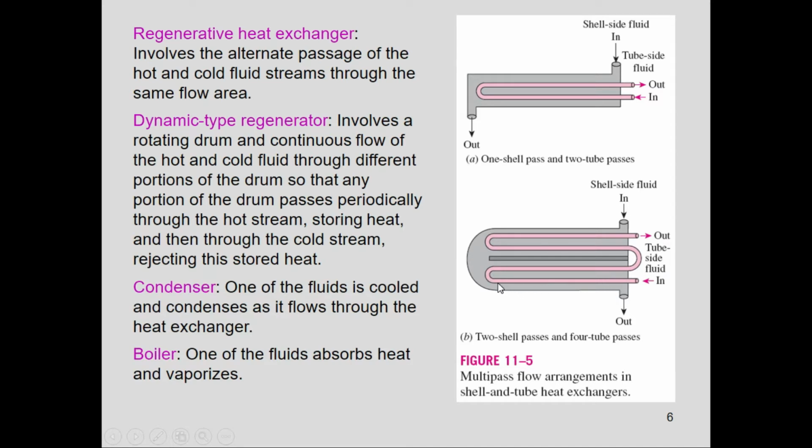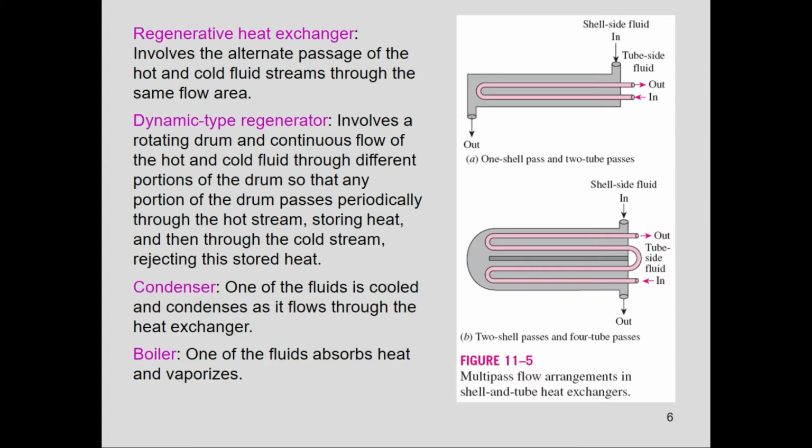And from the shell side, the fluid is completing two passes, so that's why it is called two shell passes. And on the tube side, when the fluid enters, it will complete four passes: the first pass, the second pass, the third pass, and the fourth pass. So this configuration is known as the two shell pass and four tube pass configuration of the shell and tube heat exchanger. This type of configuration is known as the multi-pass flow arrangement in the shell and tube heat exchanger. There are some other classifications of heat exchangers.